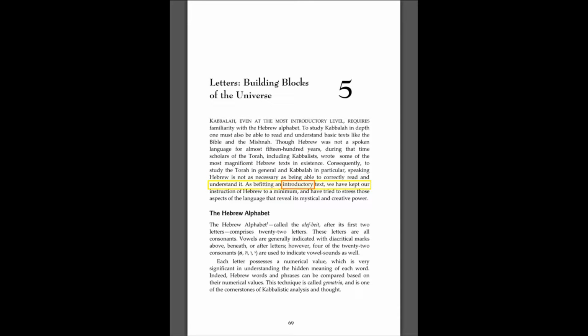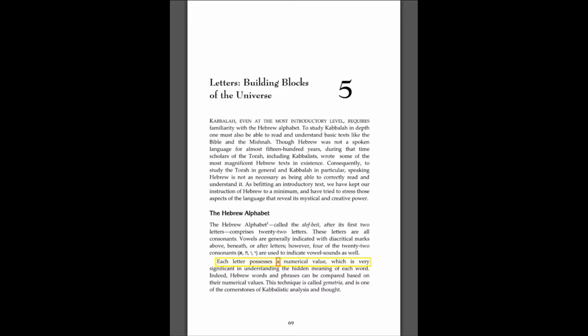As befitting an introductory text, we have kept our instruction of Hebrew to a minimum, and have tried to stress those aspects of the language that reveal its mystical and creative power. The Hebrew alphabet, called the Aleph Bet after its first two letters, comprises 22 letters. These letters are all consonants. Vowels are generally indicated with diacritical marks above, beneath, or after letters. However, 4 of the 22 consonants are used to indicate vowel sounds as well.